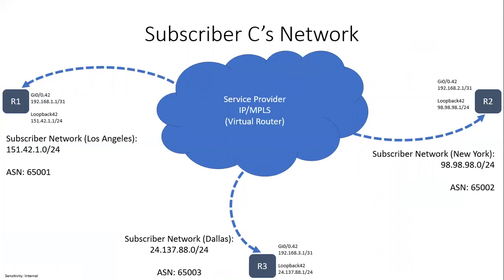All right, so taking a closer look at subscriber C's network, and technically this wouldn't be subscriber C's network. It would more or less be subscriber C's routing domain. And that's an important concept to keep in mind.